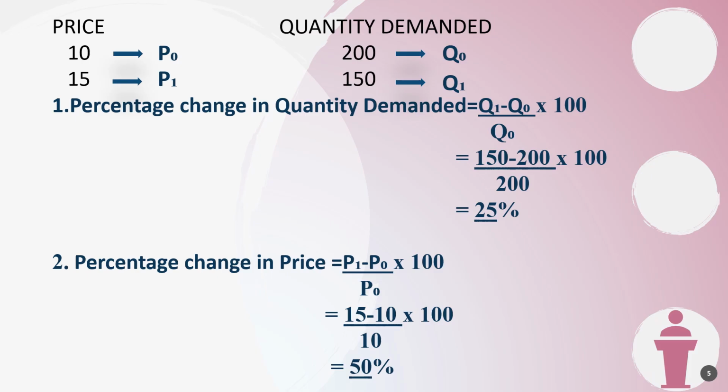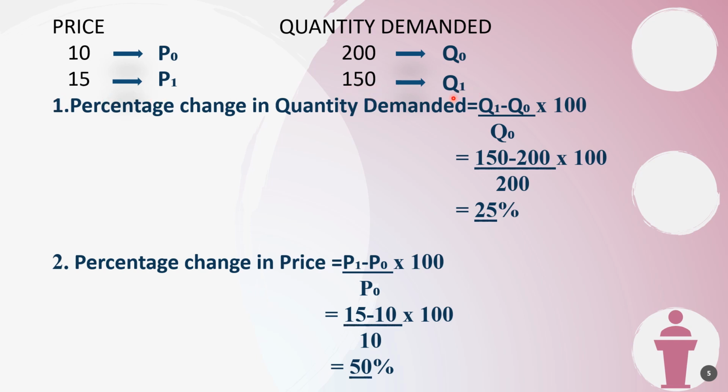Let us begin learning how to solve the problems. As you can see here, I've put up two columns, one for price, the other for quantity demanded. In the price column, the first figure that you will see is taken to be the original price. The second figure is taken to be the new price or the price that has changed. In the second column, you have the original quantity that is 200. We call it Q0. And the new quantity after the price change is 150.